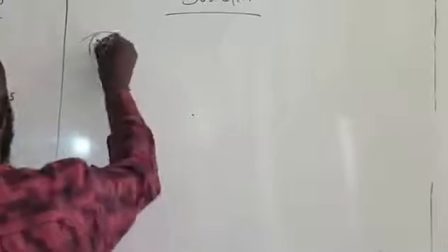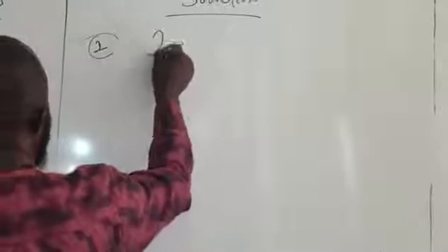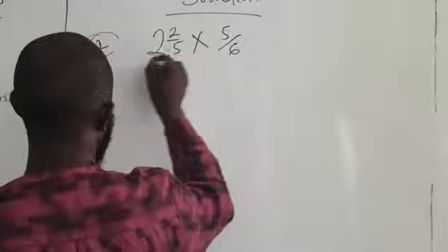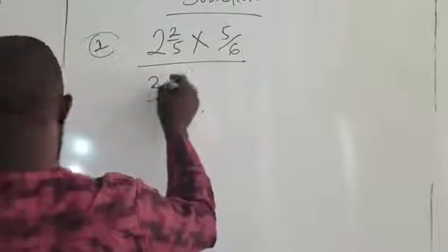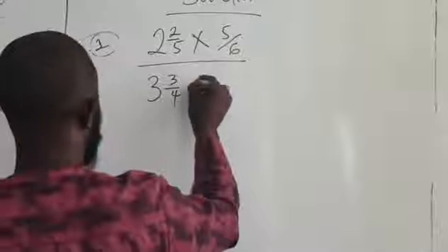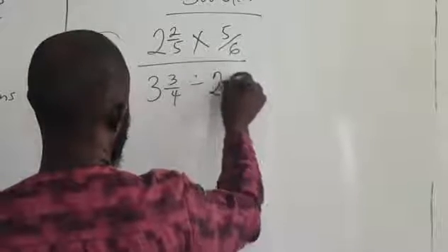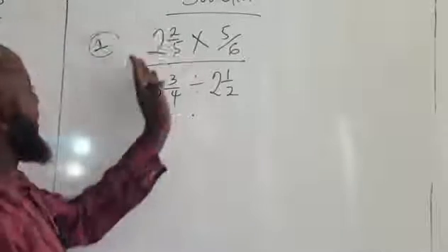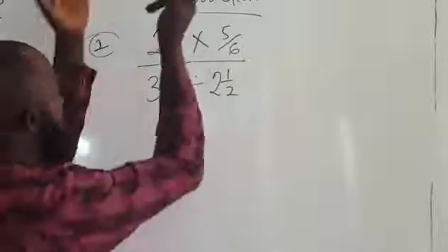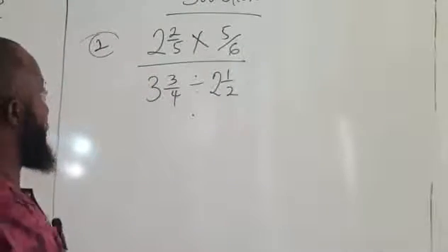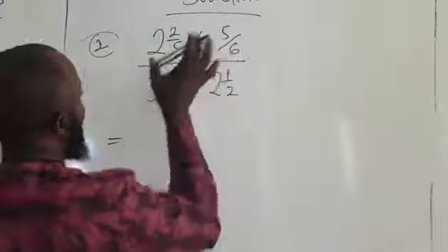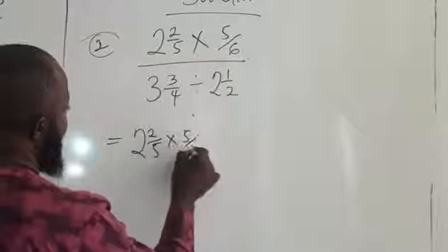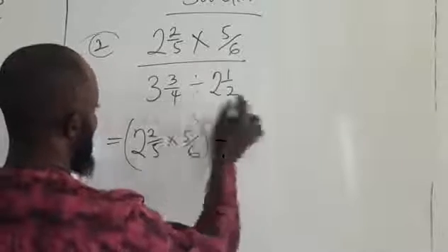Example 2. We have 2 whole number 2 over 5 multiplied by 5 over 6, everything divided by 3 whole number 3 over 4 divided by 2 whole number 1 over 2. Look at what we have here. The numerator has its own operation and the denominator has its own operation, so we can separate them. That means 2 whole number 2 over 5 times 5 over 6 divided by this one.